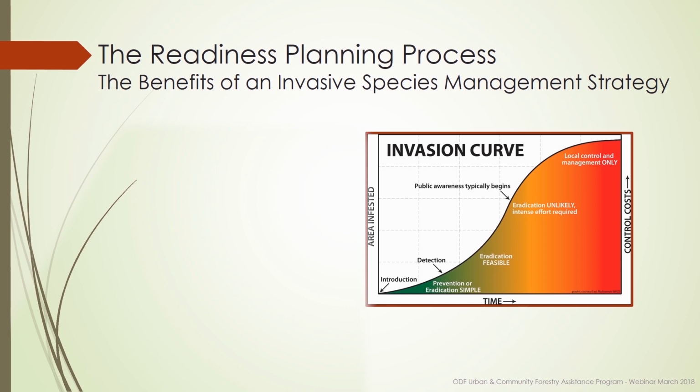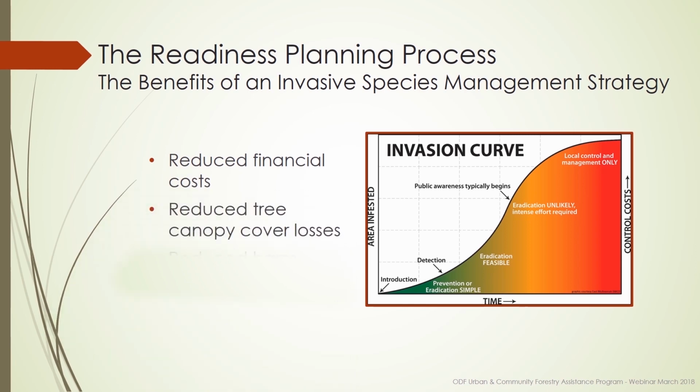Having this strategy in place before the introduction of an invasive species can reduce the community's financial costs to manage invasive pests, reduce losses to the community's tree canopy, and reduce the harm, that is, the result of tree loss, to people, property, the economy, and the environment. In implementing an invasive species management strategy, there is a better chance to maintain a community's forest health, safety, and benefits, as well as maintain and enhance community confidence in your elected officials, city staff, and programs.